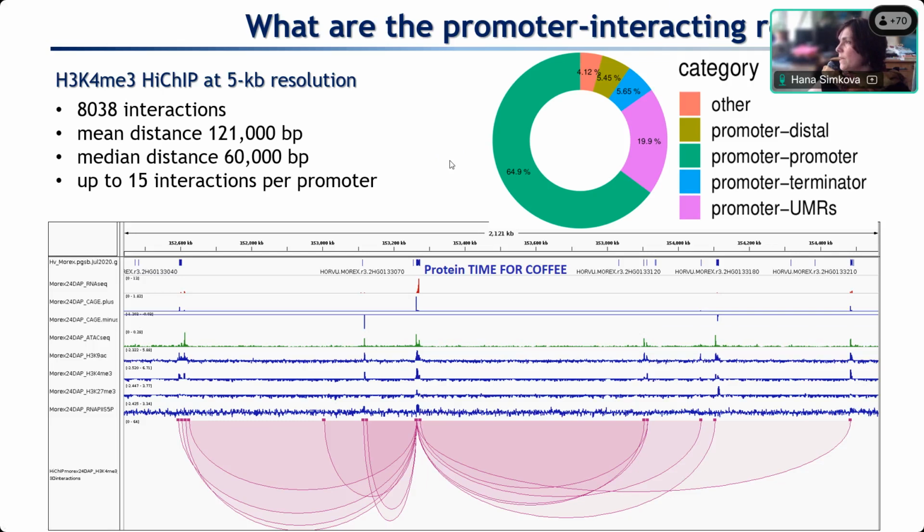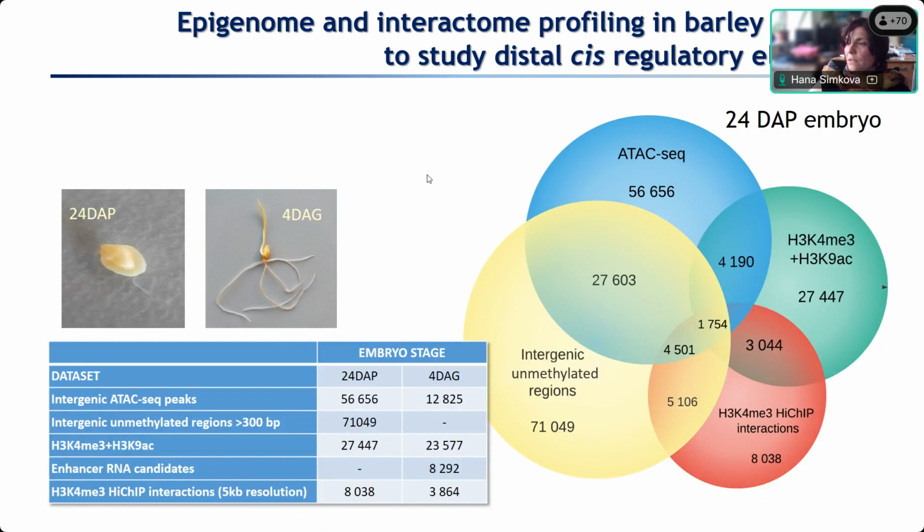Otherwise, most of the interactions really affected or involved the promoters. Just this small part was not promoter linked. So here you can see the result of the integration of all data that we generated.